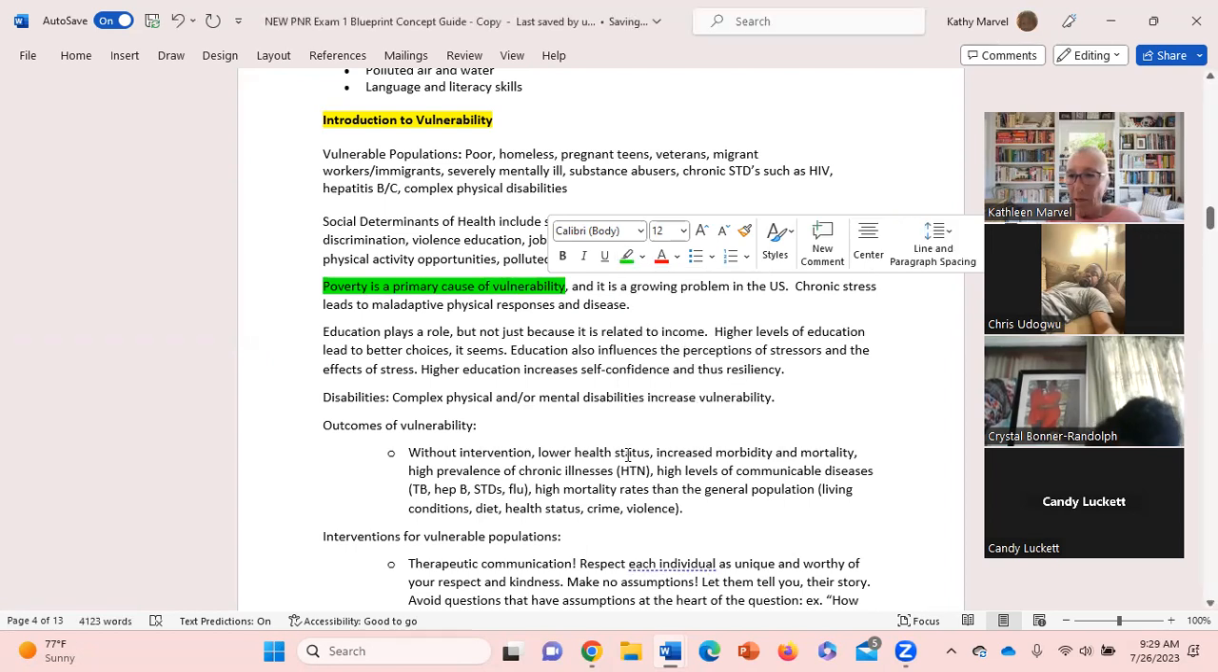All right, poverty. This is a blanket factual statement. Poverty is the primary cause of vulnerability. Okay, we know that poverty levels are increasing all over the US. The homelessness is exploding in numbers. Okay, education plays a role. Poverty is the main cause, but there are other factors, education. Higher levels of education create better choices.